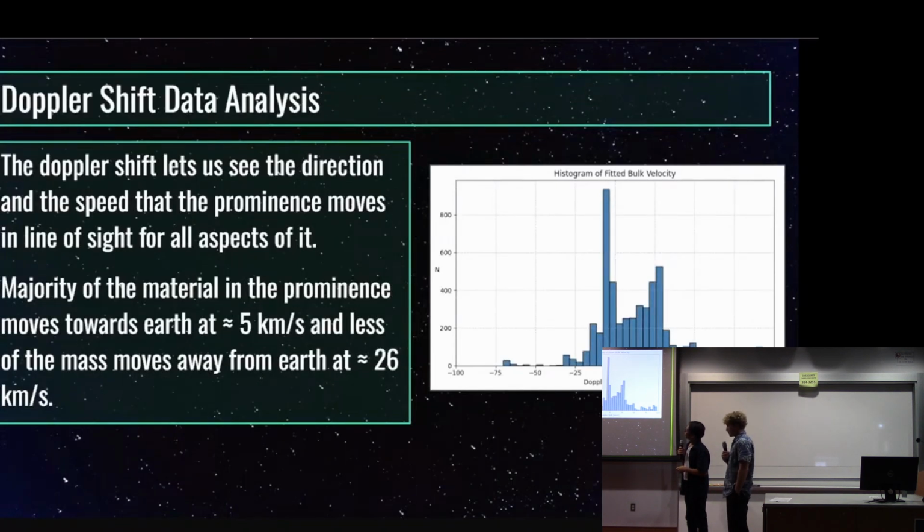Okay, here is a histogram with a bimodal distribution. We can see that again a bulk of the prominence material is moving slightly towards us, and a bit of it, there's another spike here, moving away from us. So this shows that there's a bit of material moving closer to us and moving away from us, which is really interesting.